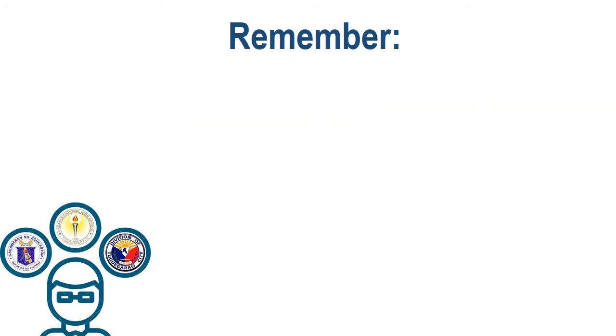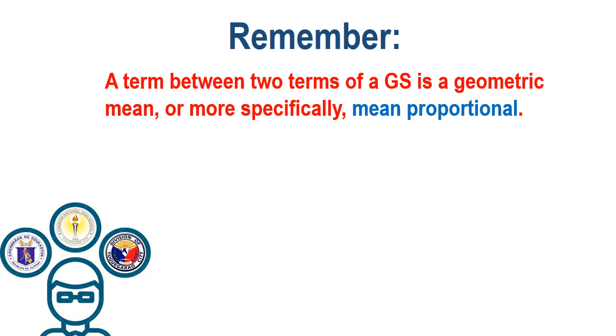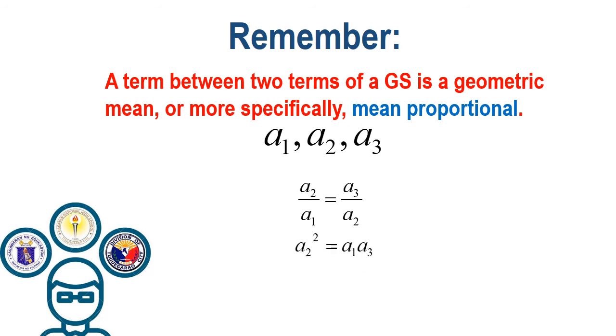So class, a term between two terms of a geometric sequence is called a geometric mean, or more specifically, it is called mean proportional. If a sub 2 is the mean proportional between a sub 1 and a sub 3, then by definition of a geometric sequence, we have a sub 2 all over a sub 1 must be the same as the quotient of a sub 3 and a sub 2. By cross multiplication, we have a sub 2 squared must be equal to a sub 1 times a sub 3.